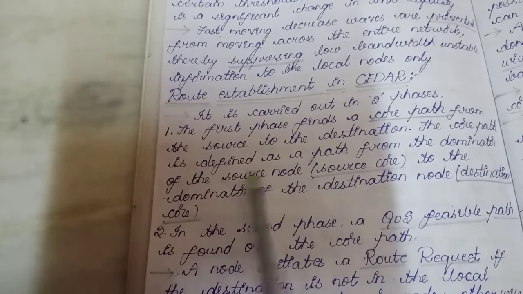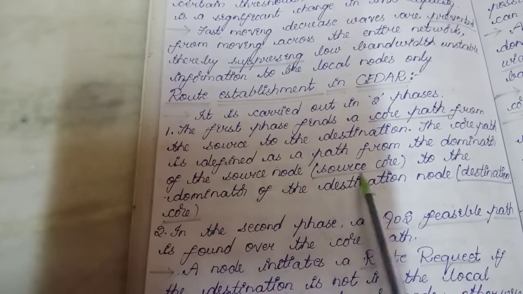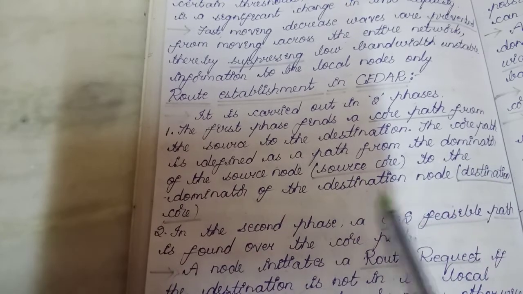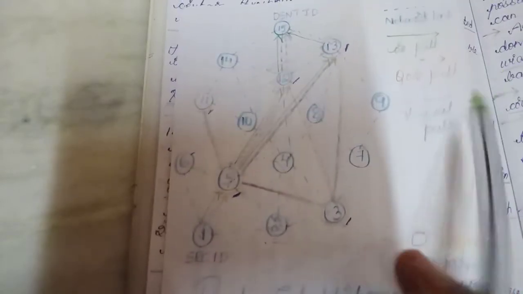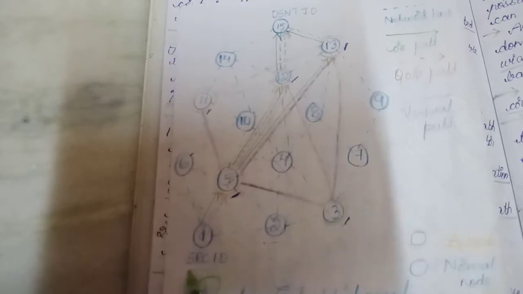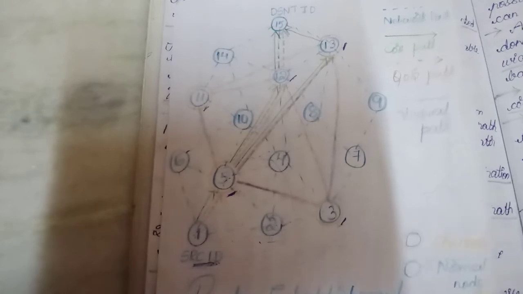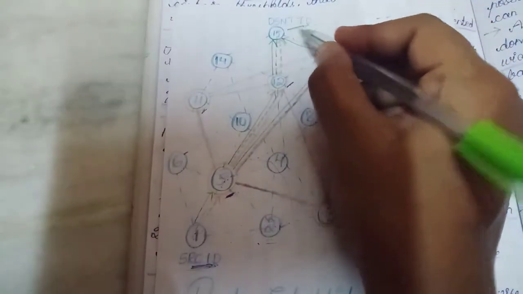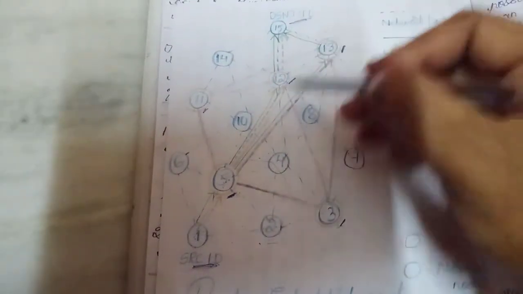The core path is defined as a path from the dominator of the source node, that means the source core node, to the dominator of the destination node, the destination core. I'll explain to you. Let us consider this example again. Here, this is our source node and this 15 is our destination node. So from source to destination, we need to find the core path.